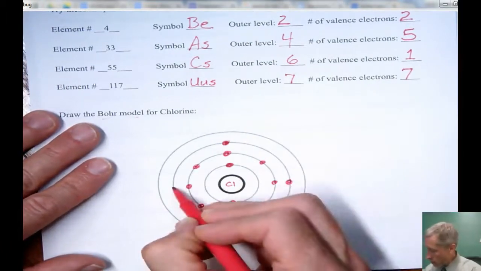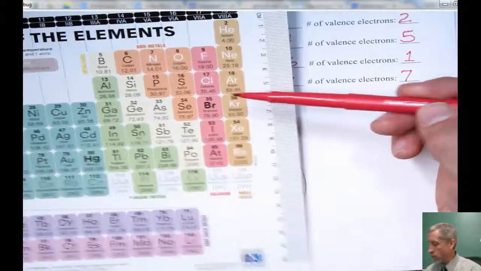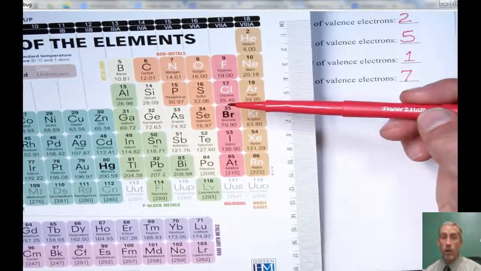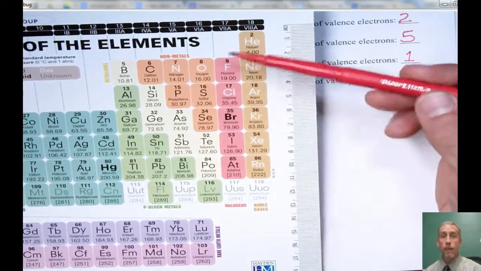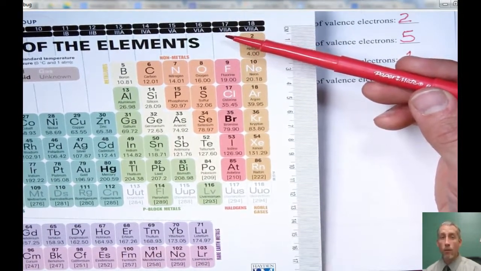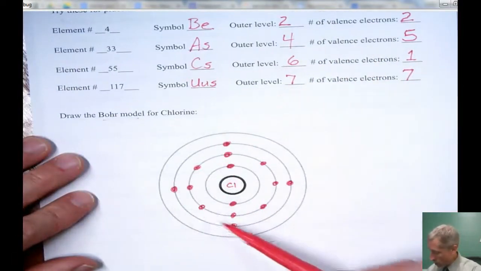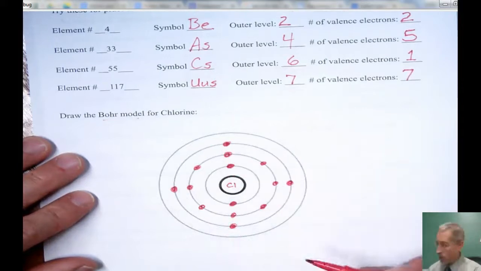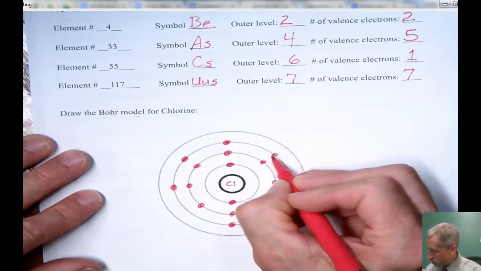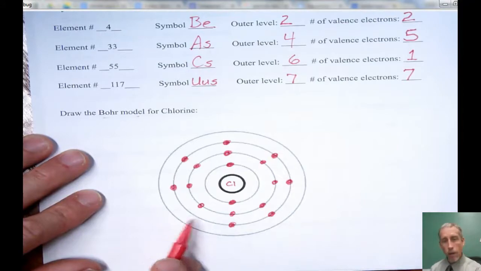So here's the way you know when to stop. You see how chlorine is in row 3 and column 7. That means I should only be going out to the third energy level, and I should only have 7 valence electrons, or 7 electrons in the outermost energy level. So I'm not going to draw all 8 into there. Here I've got 4, and I'm going to put 3 more in. I don't have to be super careful which ones I put them in. I'll just put them in between maybe these. And then the one I'm going to leave blank is right here.